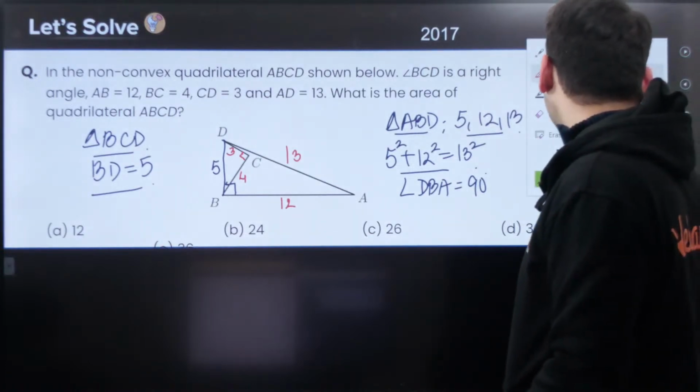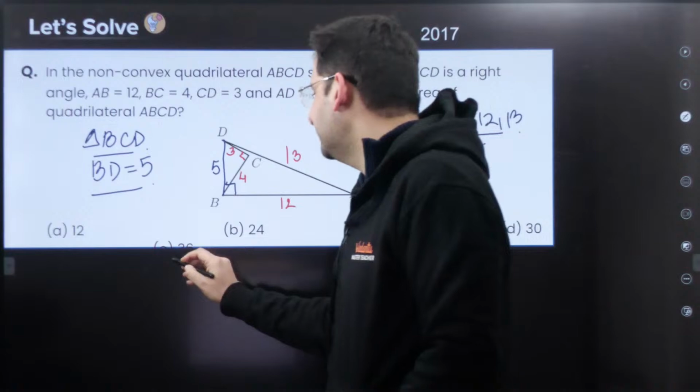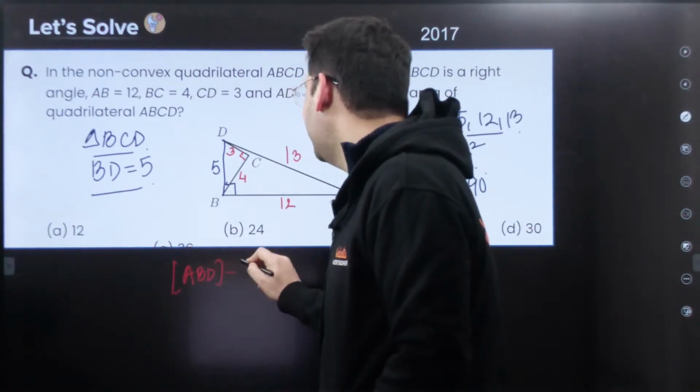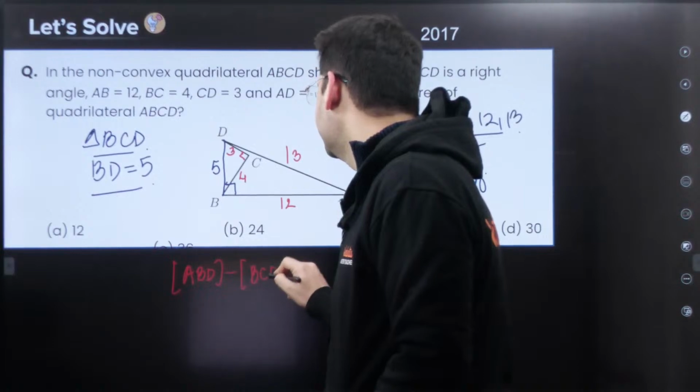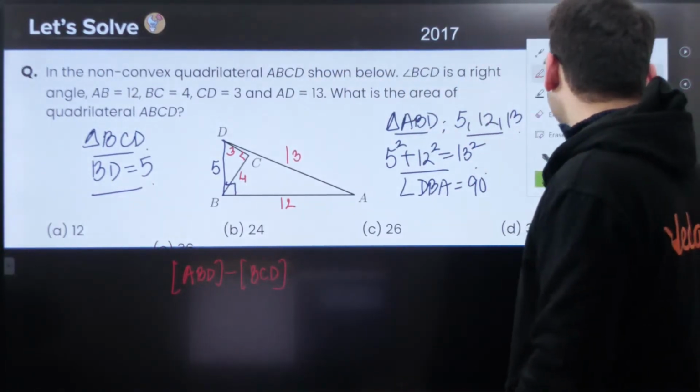अब तो हो गया. So what do we need to find? We need to find the area of the quadrilateral ABCD. So what we can do is we can find the area of triangle ABD and subtract the area of triangle BCD from this. ABD find किया और BCD निकाल दिया.